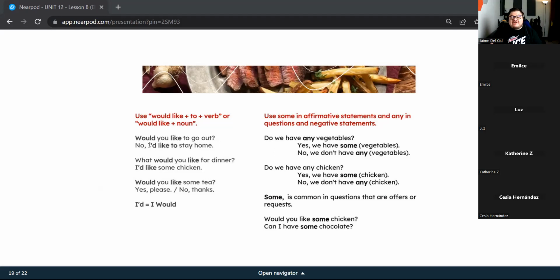Podemos usarlos en oraciones afirmativas, ¿verdad? Como por ejemplo aquí él dice, me gustaría quedarme en casa. I would like to stay home. ¿Qué otra forma podemos encontrar el would? What would you like for dinner? ¿Qué te gustaría para la cena? I would like some chicken. Me gustaría comer pollo. ¿Verdad? I would like some chicken.